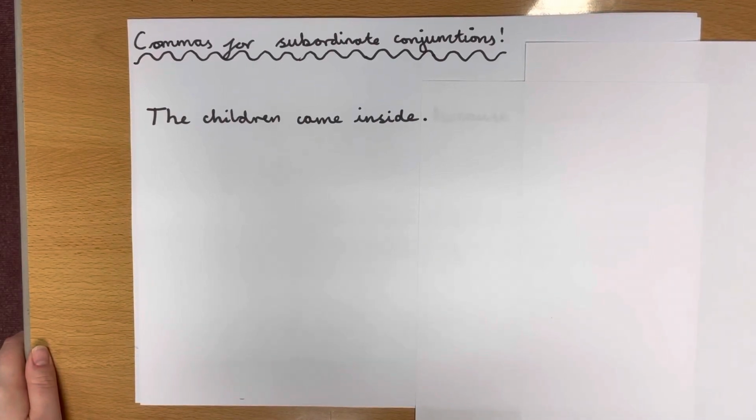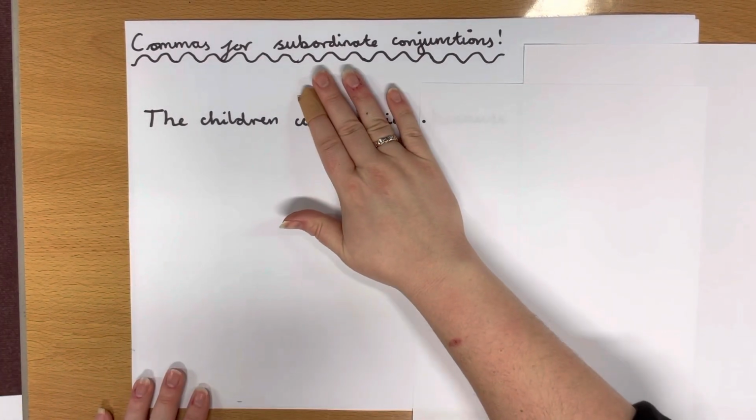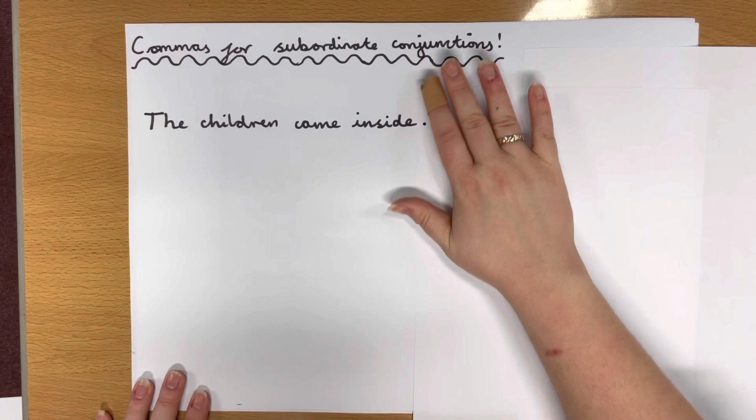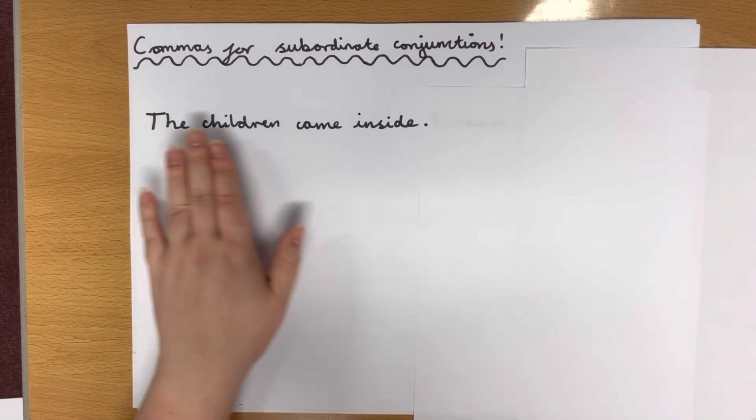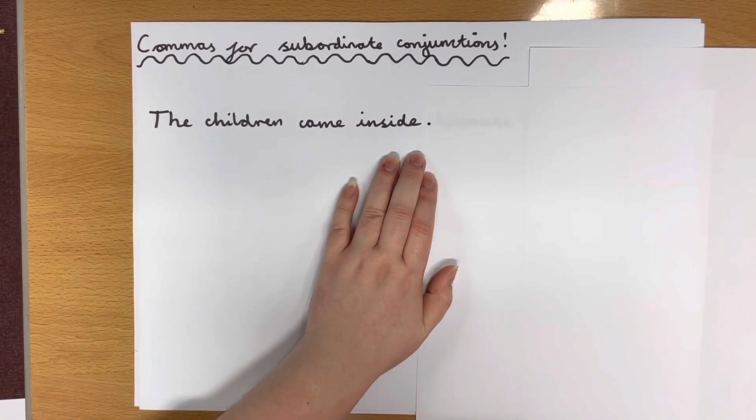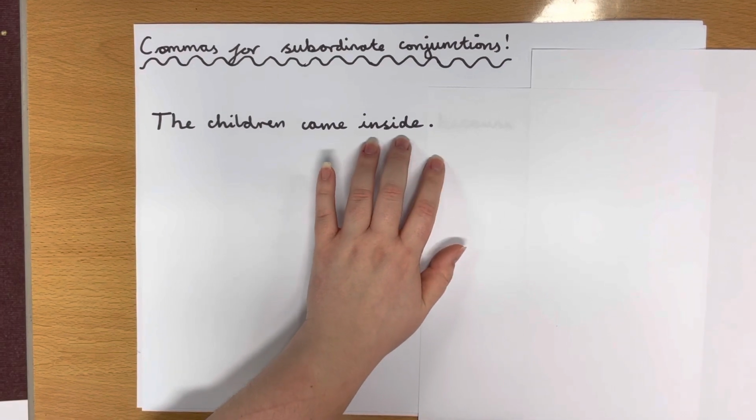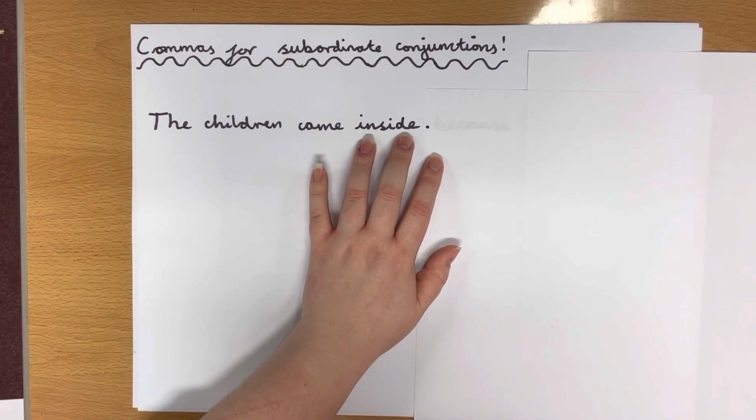We're now going to have a look at how we use commas for subordinate conjunctions. Now, let's have a look at this sentence here first. It says, the children came inside. This is our main or independent clause. It makes sense on its own.